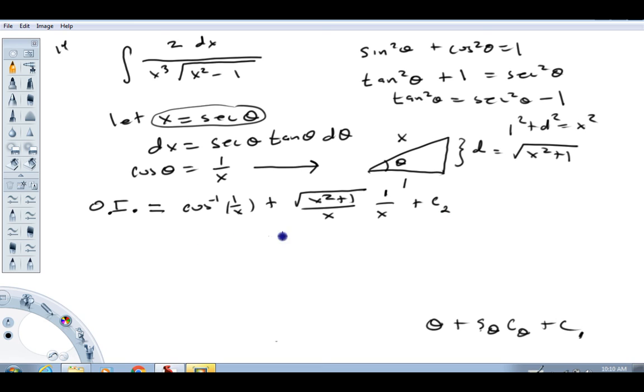But anyway, there's our original integral. This original integral should equal that expression right there.